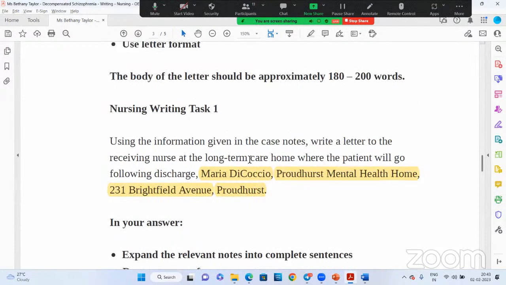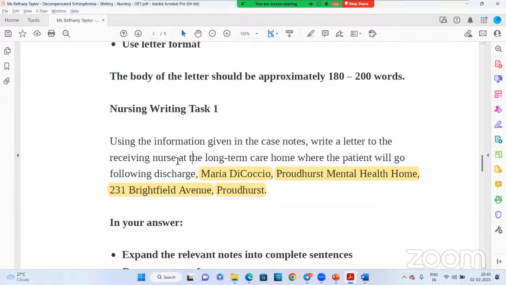But here it is very clearly given that write a letter to the receiving nurse at a long-term care home where the patient will go for a discharge. This is little misleading. Okay, so you are going to write, so she is going to the mental health home now here, remember. So long-term care, she requires long-term care. Try to understand the complication here. So she is not going to the apartment according to this letter. Okay, so you have to be very careful.